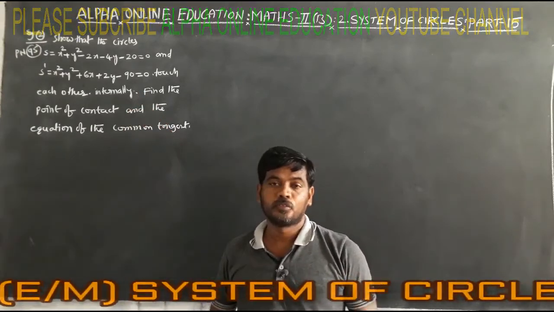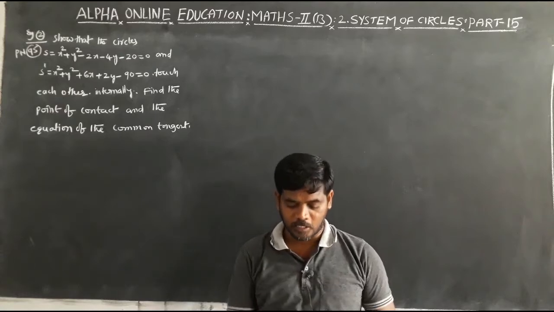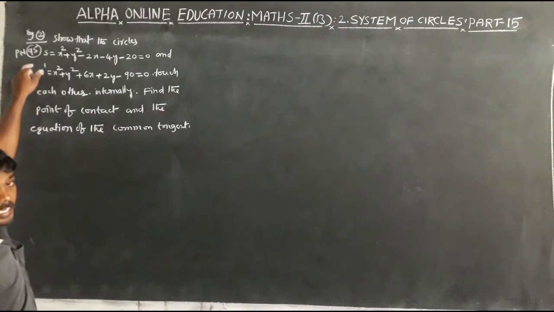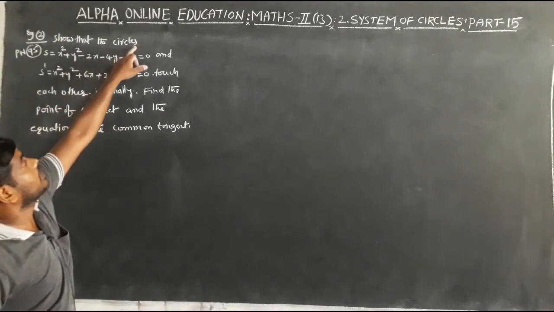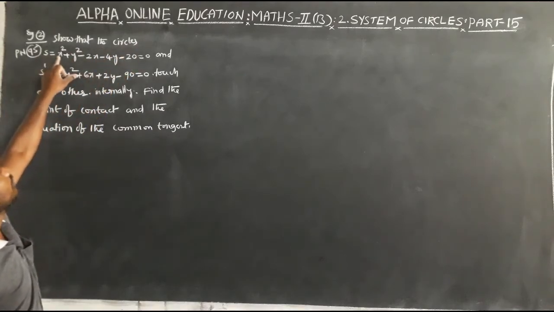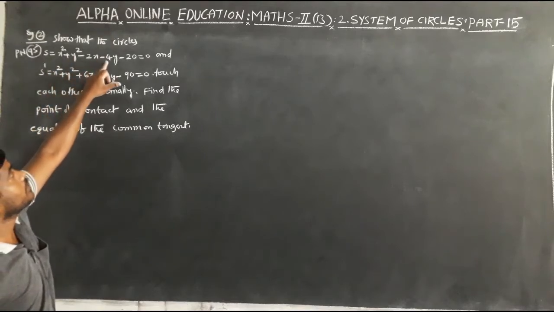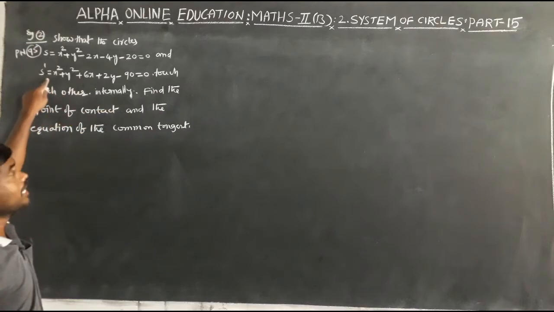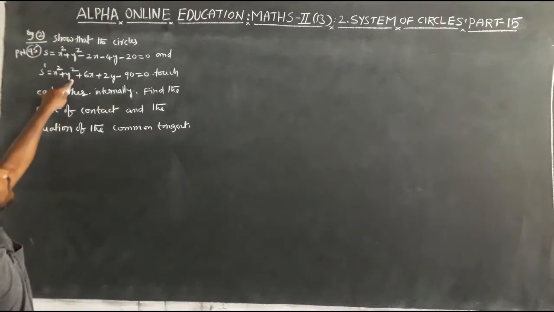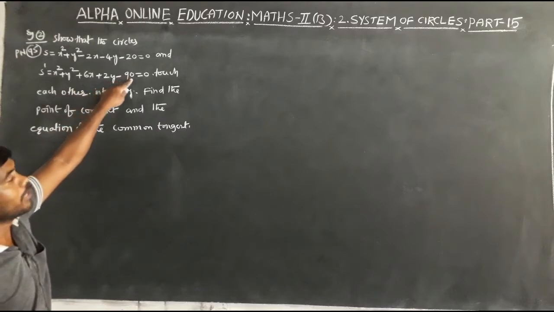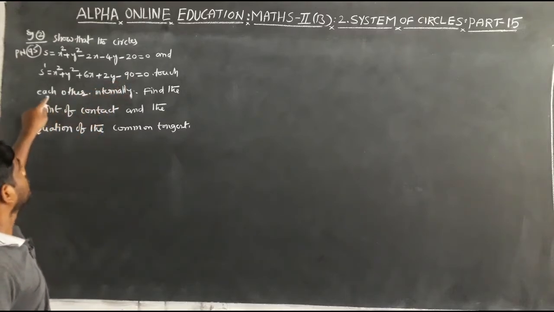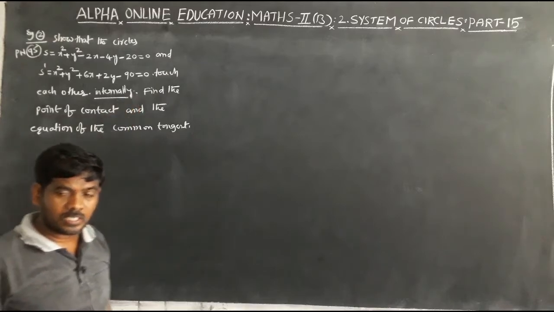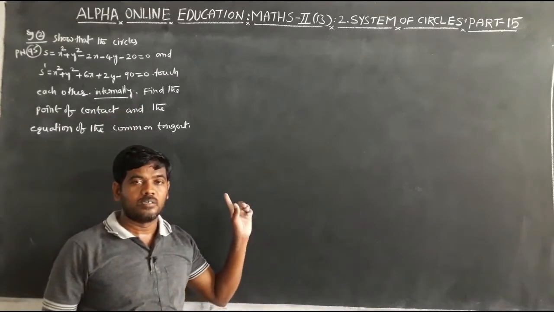Example 2, second chapter, system of circles, page number 95. Show that the circles S = x² + y² − 2x − 4y − 20 = 0 and S' = x² + y² + 6x + 2y − 90 = 0 touch each other internally. This is the first part.